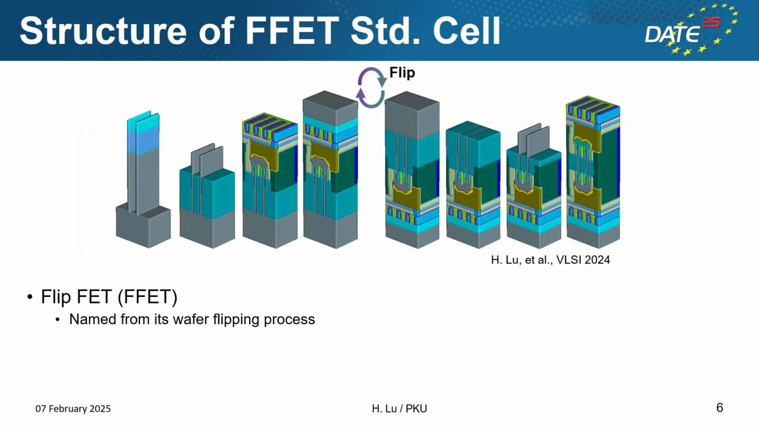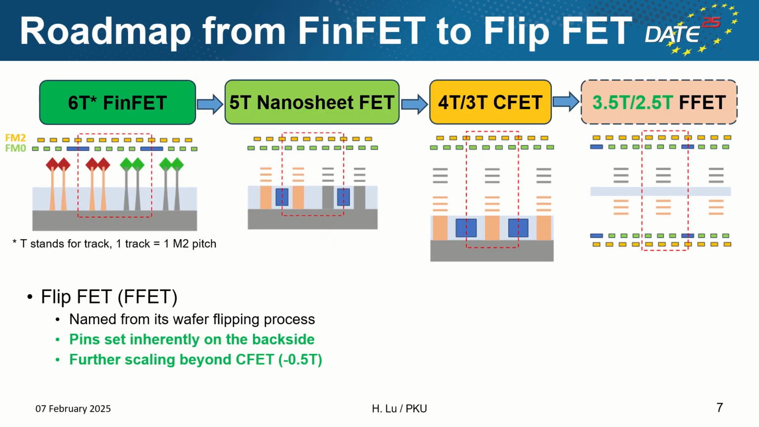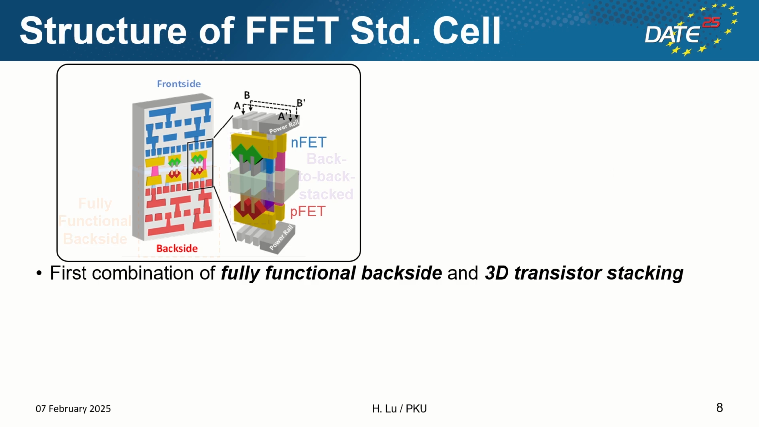As a solution, we previously proposed a novel transistor architecture called the FlipFET, FFET. The FlipFET is named from its wafer flipping process. The FFET standard cell has pins set inherently on the backside and achieves further 0.5 track scaling beyond the CFET. The FlipFET acts as the first combination of fully functional backside and 3D transistor stacking.